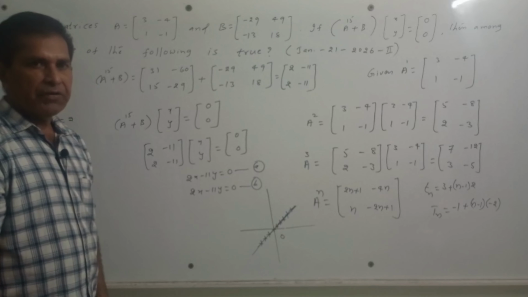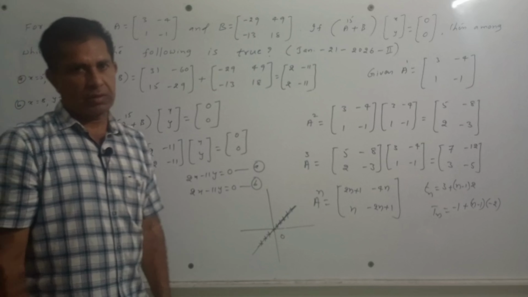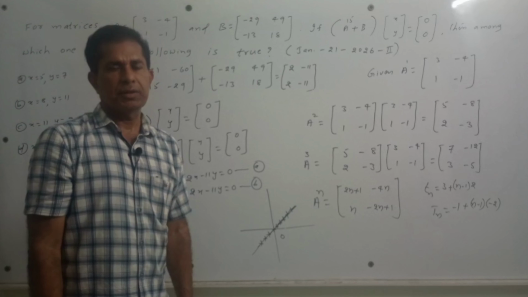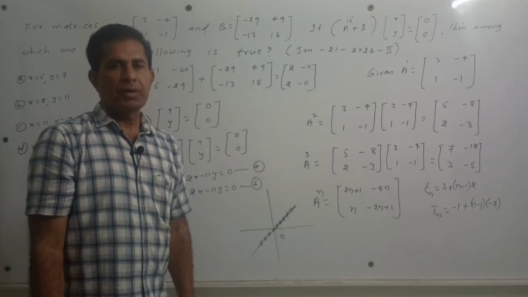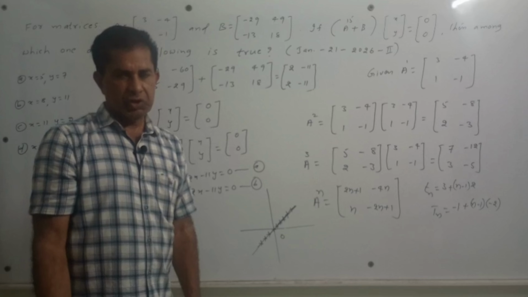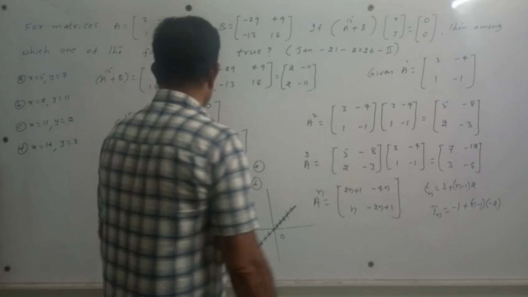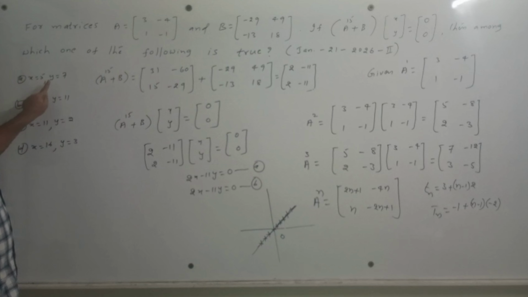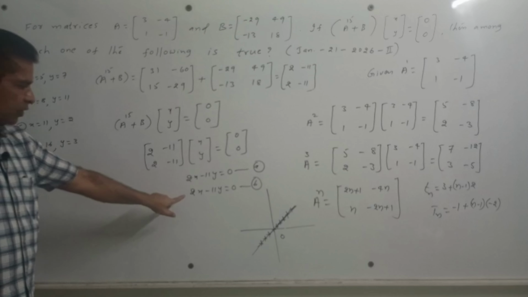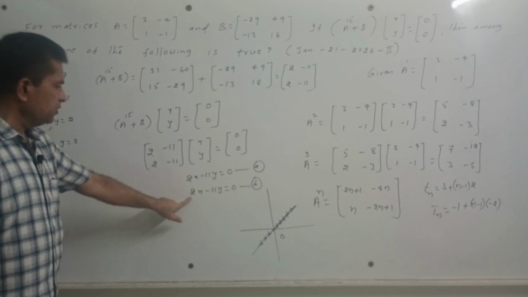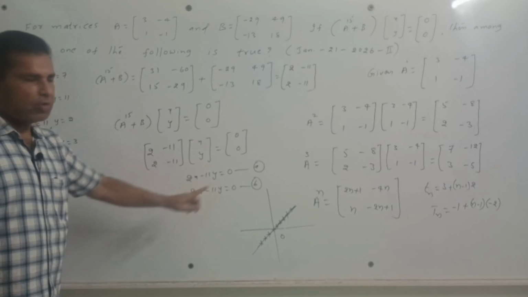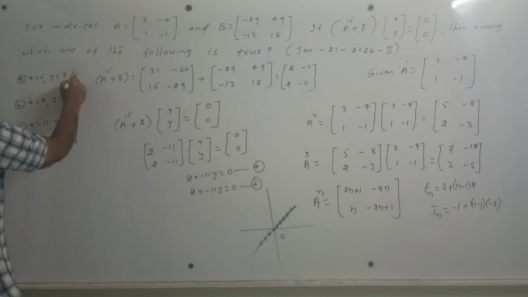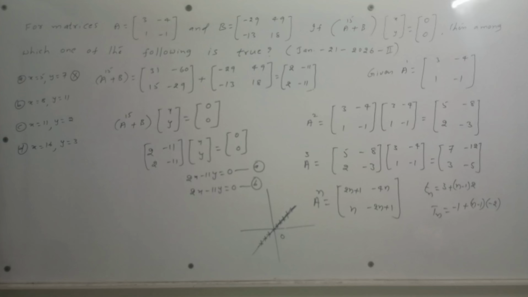Now let us identify which option is the correct option. Because it has an infinite number of solutions, we have to identify which of the given 4 options is a solution. Just I am verifying. For x is equal to 5, y is equal to 7: 5 into 2 becomes 10. 10 minus 77 is not equal to 0. So this is not satisfied. This is not the correct option.